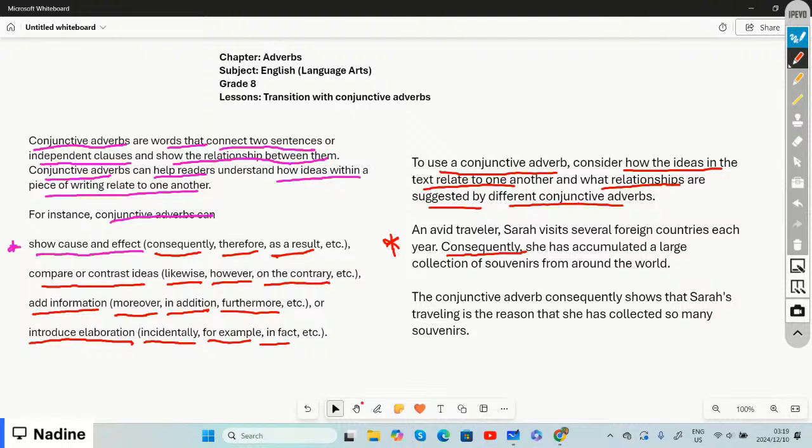All right. And we use that word consequently to show cause and effect. And it basically shows us that serious traveling is the reason that she has collected so many souvenirs all around the world. That shows cause and effect. You have something because of something else. You gain something because of something else. She has all these souvenirs. Why? Because she's been traveling the world.